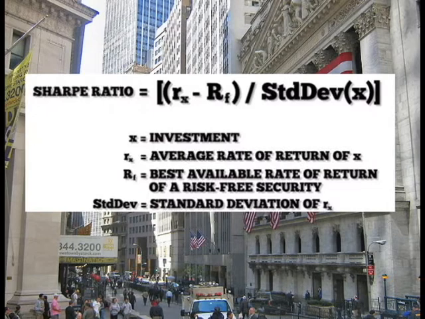It measures the excess return or risk premium per unit of deviation in an investment asset that tells if a portfolio's returns are due to smart investment decisions or just a higher level of risk. Thus, it can be calculated by the following formula. The Sharpe ratio equals the excess return of investment, that is the average return on an asset, minus the risk-free rate, divided by the standard deviation of the asset's returns.